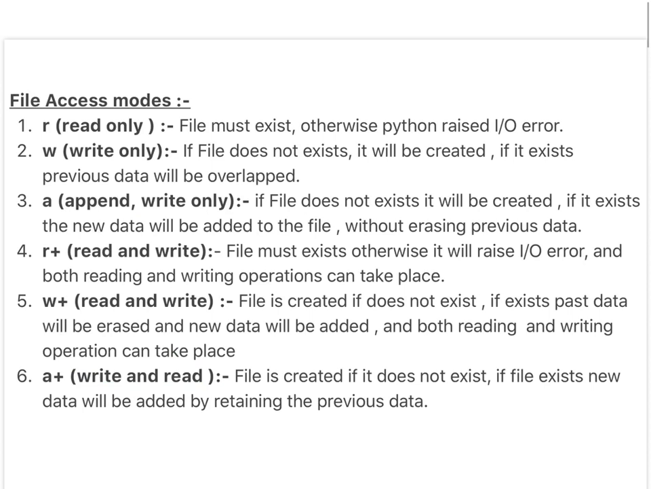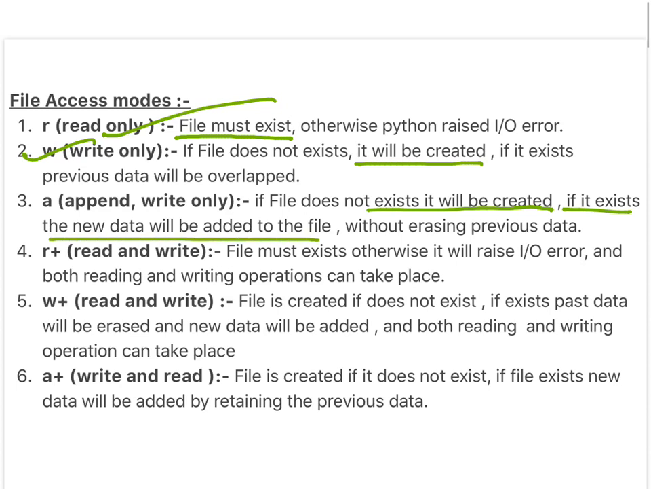Once again, the R is only for reading purpose, but the main point you should keep in your mind, the file must exist. W is for writing purpose. Here, if file exists, the new contents will overlap the previous contents. If file does not exist, the file will be created. Next, A for append. If the file does not exist, it will be created, and if it exists, the new data will be added to the file.